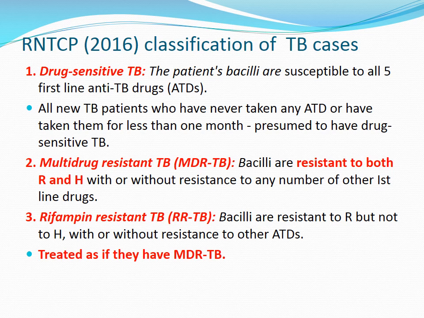Okay, the third is the rifampicin resistant tuberculosis. Now this is the newer category. So here bacilli are resistant to only R, means rifampicin, but not to isoniazid, and with or without the resistance to other antituberculous drugs.